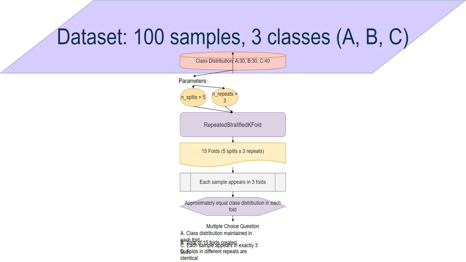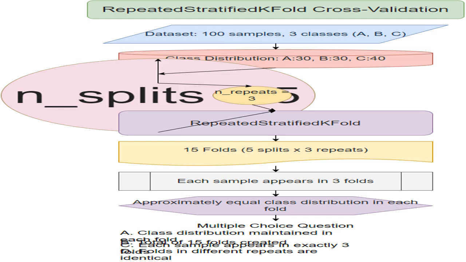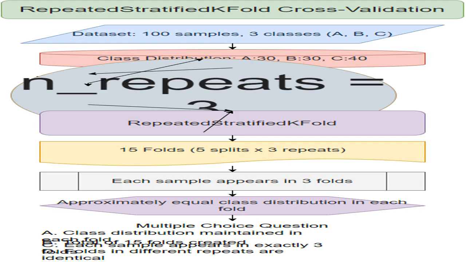I'm working with a dataset containing 100 samples that are categorized into 3 classes, A, B, and C. These are the settings I'm using for my analysis. I've set the number of folds to 5. That means I will divide my dataset into 5 separate groups for cross-validation. I'm repeating the 5-fold cross-validation process 3 times. This helps me get a more reliable assessment of the model's performance.